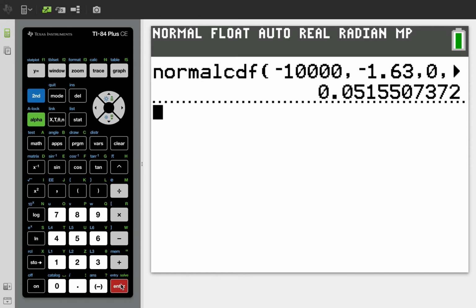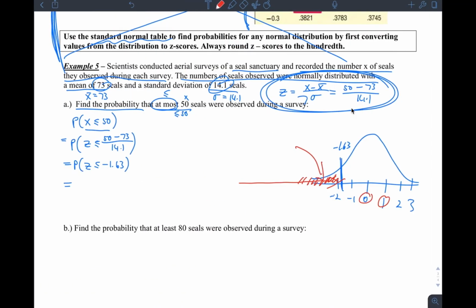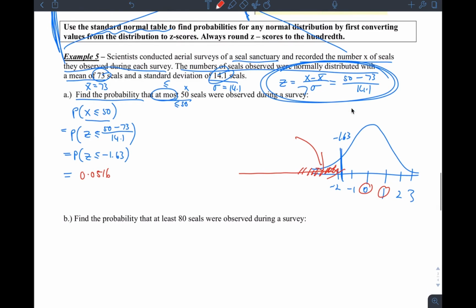Okay. So if you use the table, you would get a very, very similar answer, but 0.05, and we usually round to the third non-zero decimal. So if I round this to the third non-zero decimal, that's 515. I have to round here, so that's 516. So you get 0.0516. That's the answer. Okay, that's the answer. Now we've done all the work here, so we can just answer letter B. Okay, letter B, and then we'll just jump right into example 6.